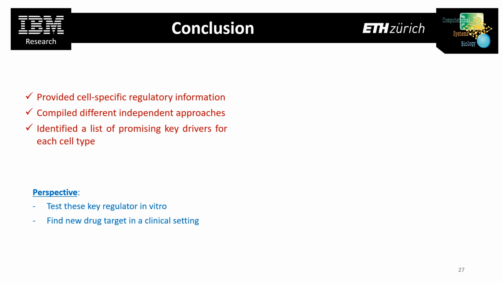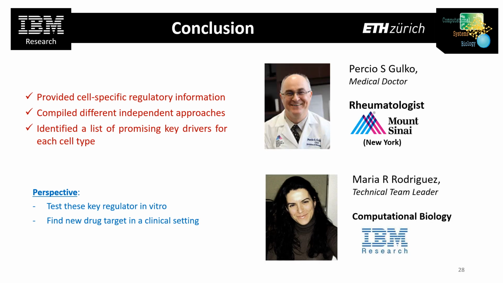So as a conclusion here, we provided cell type specific regulatory information, and we combined different approaches to increase the reliability of our approach. And at the end, we obtained a list of potential targets that can be very useful for experimentalists who want to try new treatments. And actually, our collaborator, Percio S. Gulko, who is a medical doctor, already tried some of the genes in this list, and we had some very promising results.